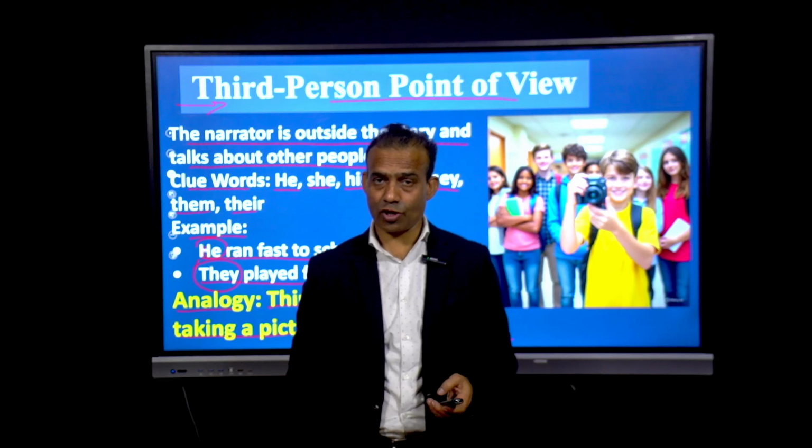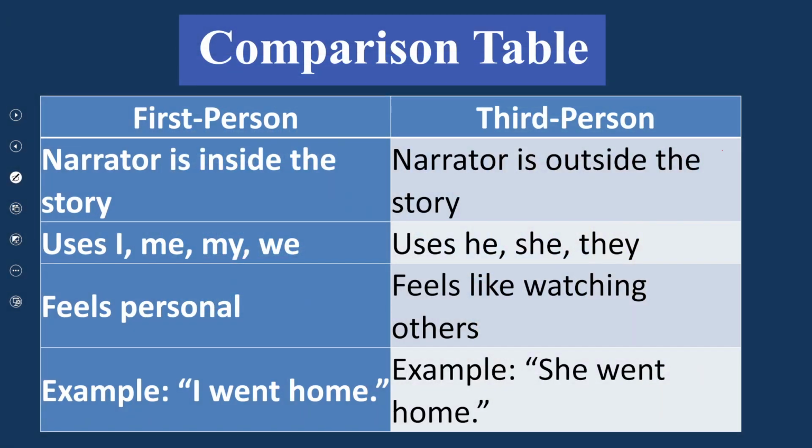Now, move to the next point. Yes, this is the comparison table. Now we compare these two, first person and third person point of view. The narrator is inside the story in first person, and in third person the narrator is outside the story. In first person we use I, me, my, which are the clue words, but in third person we use he, she, it, they. These are the clue words for third person point of view. First person point of view feels personal, but third person point of view feels like watching others, not personally.